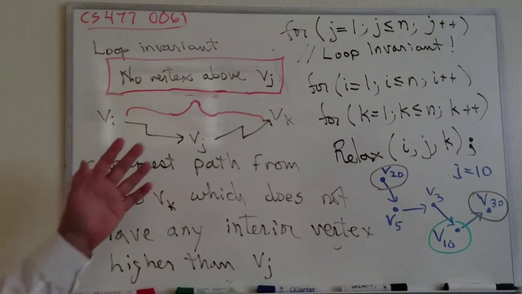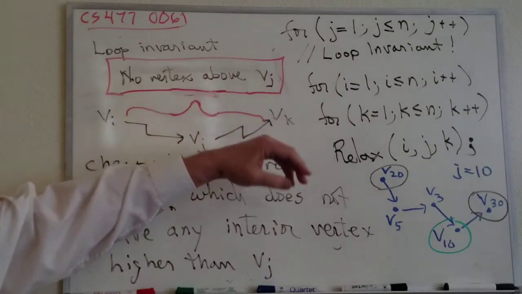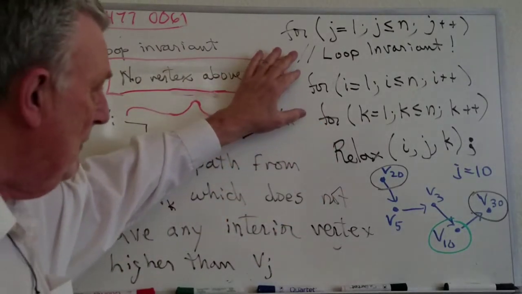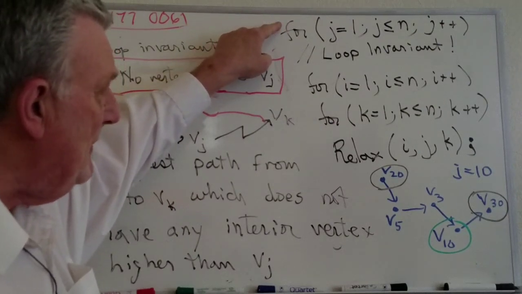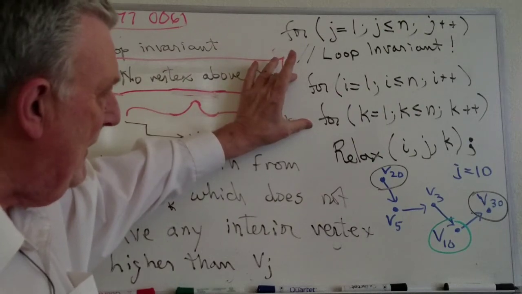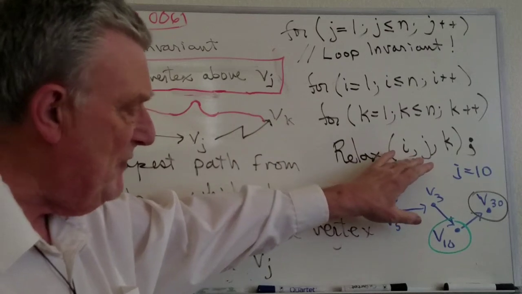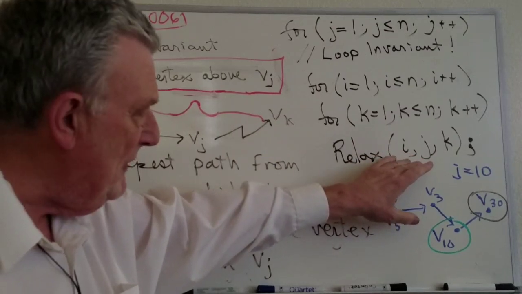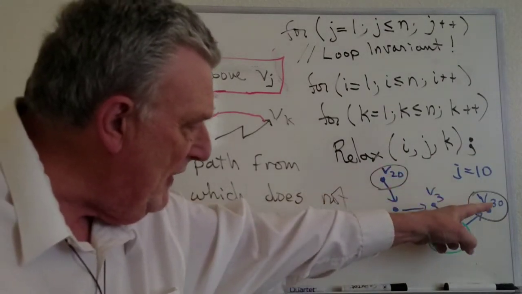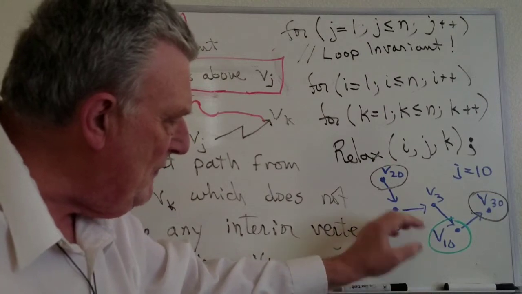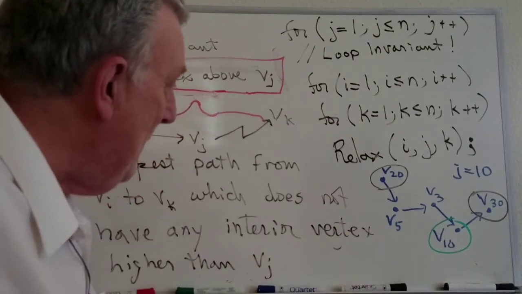Here is an example. This is sort of the overview of the main part of the code after we've initialized. We have the outer loop here: for j goes from 1 to n, and the inner loops are for i and k. Now, when we do the substance of the loop, we're going to do relax i, j, k. In this case, for example, i is 20 and k is 30, and we have constructed a new path from i to k, which makes use of vj.